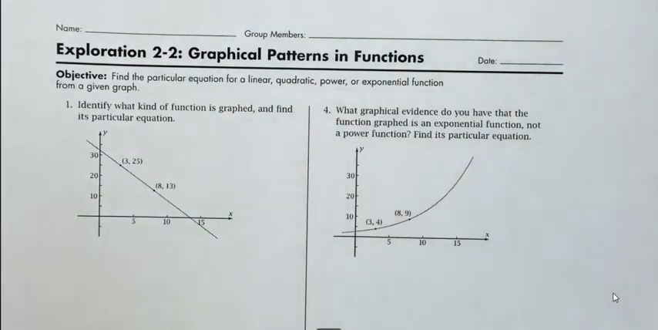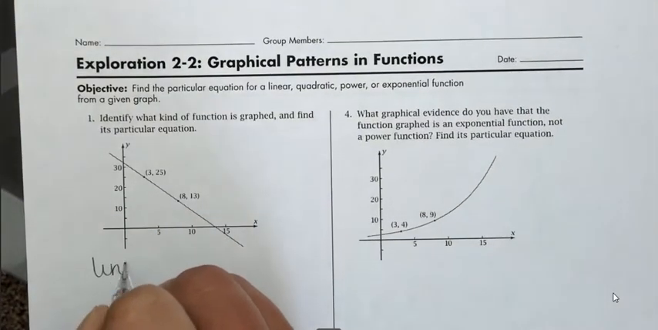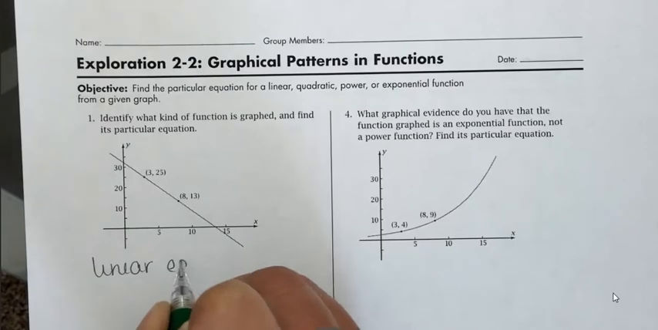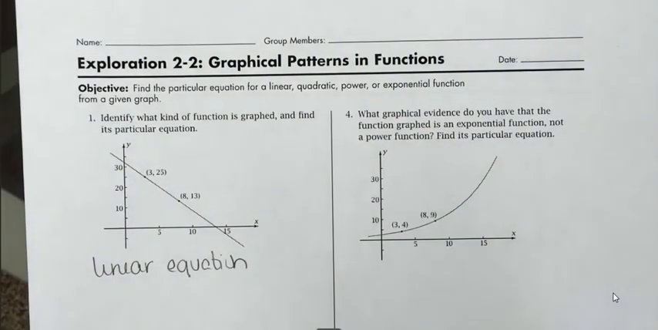Okay, so moving on to exploration 2.2, graphical patterns in functions. Number one, we're going to identify what kind of function is graphed and find its particular equation. So number one, you should be saying to yourself, well, pretty easy. This is a linear equation. How do you find the particular equation? Well, you have many options.